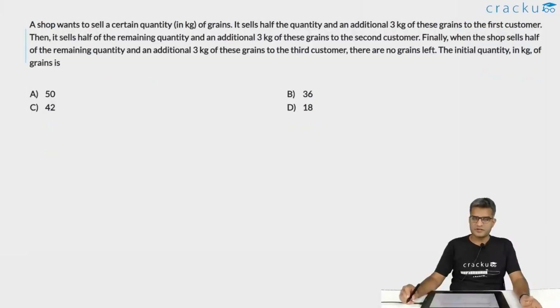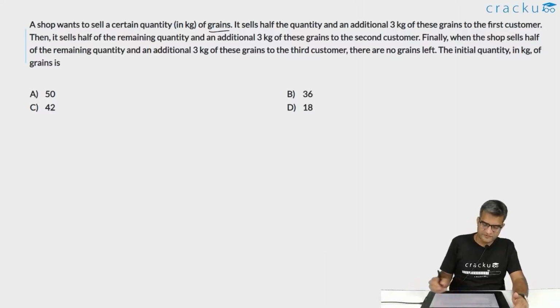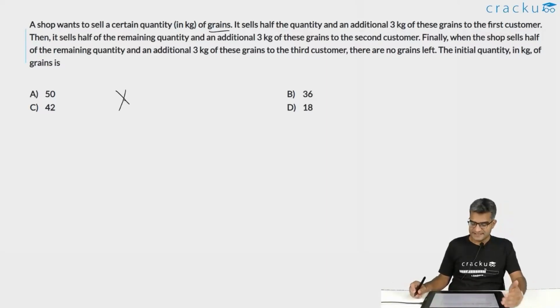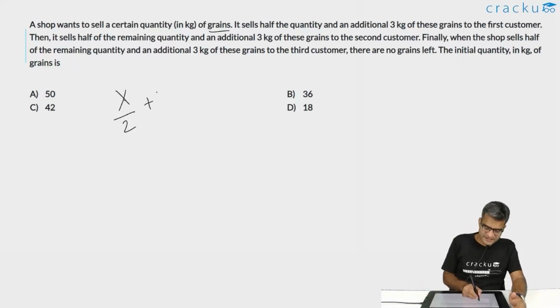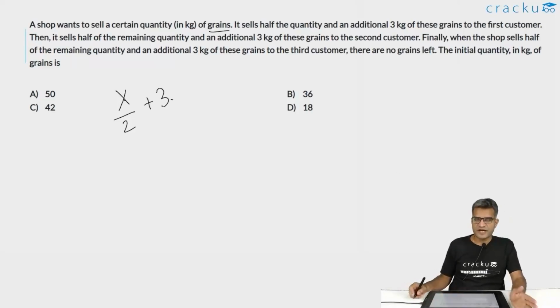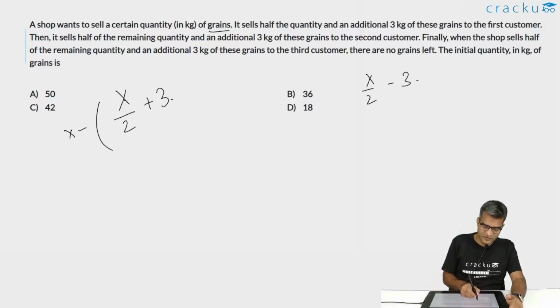In this question, we are told that there is a shop which wants to sell a certain quantity in kilograms of grains. So let us assume that that quantity is equal to x. It sells half of this quantity, so it sells x by 2, and it sells an additional 3 kgs. So the amount it sells is x by 2 plus 3. So the amount that is remaining is x by 2 minus 3, which is basically x minus this. This is the amount that is remaining.